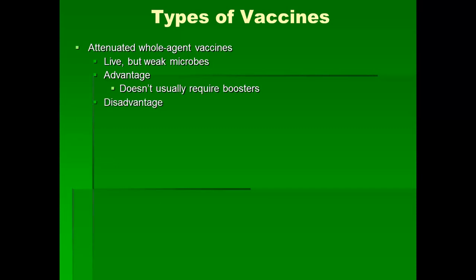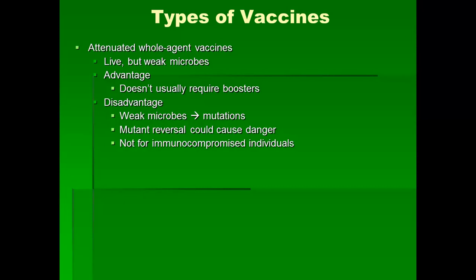The disadvantage is that it involves using weakened microbes that can sometimes lead to mutations, so mutant reversal could cause danger. Attenuated microbes that are usually accumulated in long-term cultures have a danger of back mutating to a virulent form. So this is not used on immunocompromised individuals, so it's not for immunocompromised individuals.